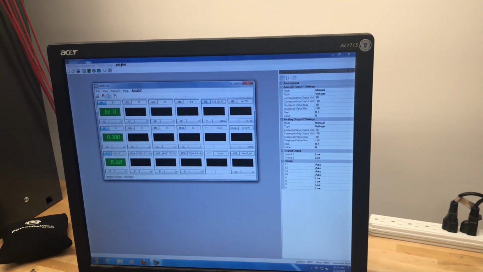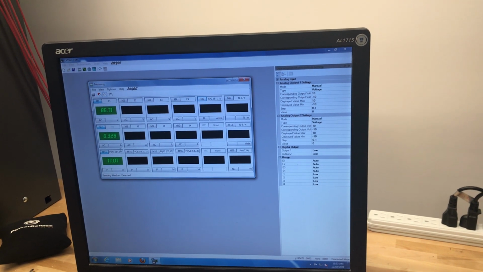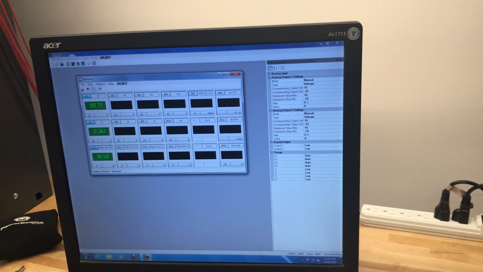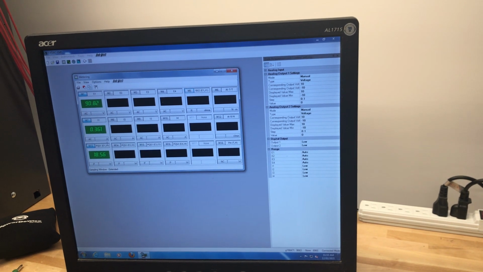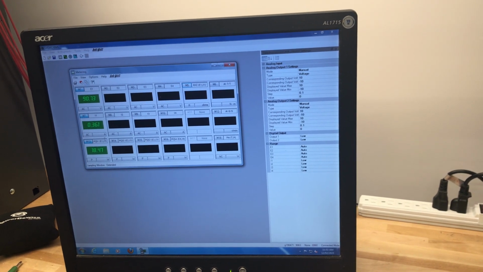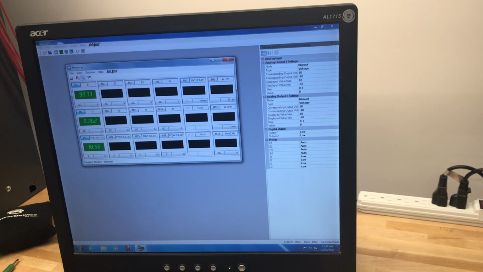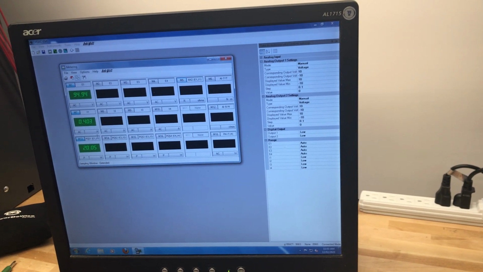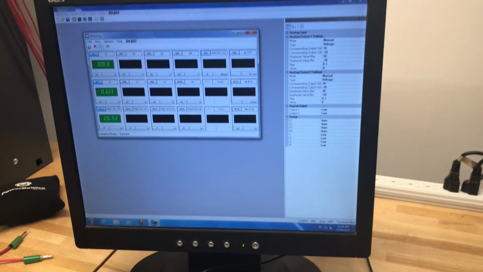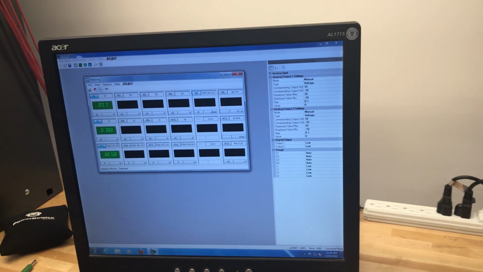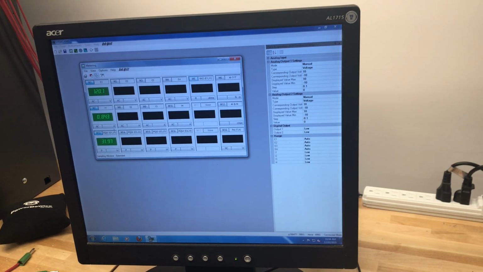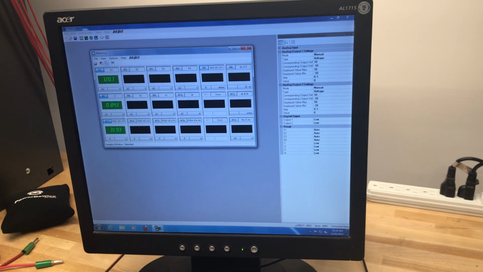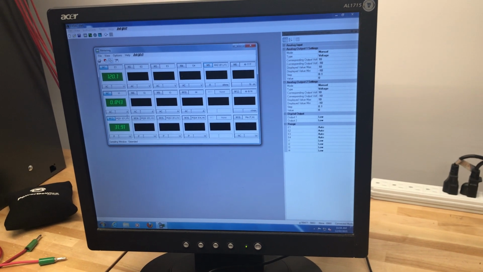Let me increase to see different values. So for example, the voltage is 90.8 and the current is 0.36 and the power is 18.5. Let us take another reading. For example, let us reach the maximum that I have here for the power supply, which is 120, and the current is 0.84 and the power is 31.97.